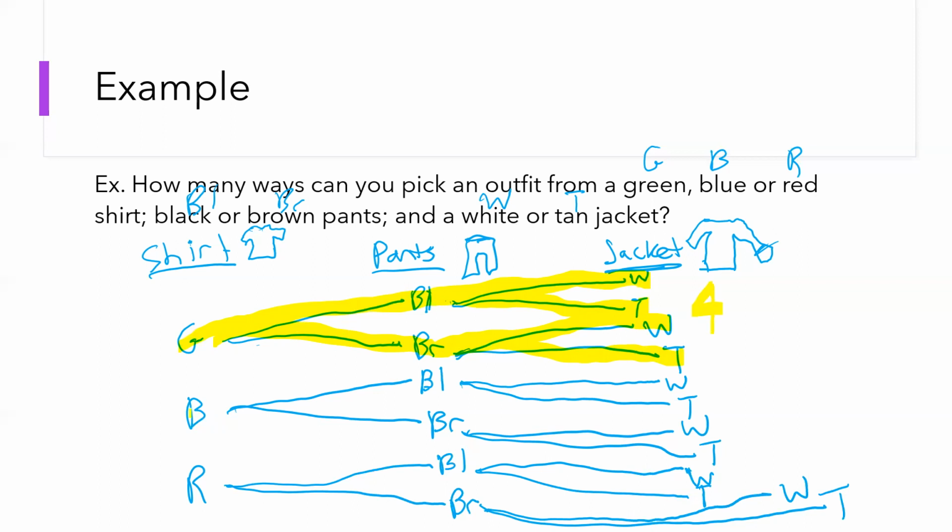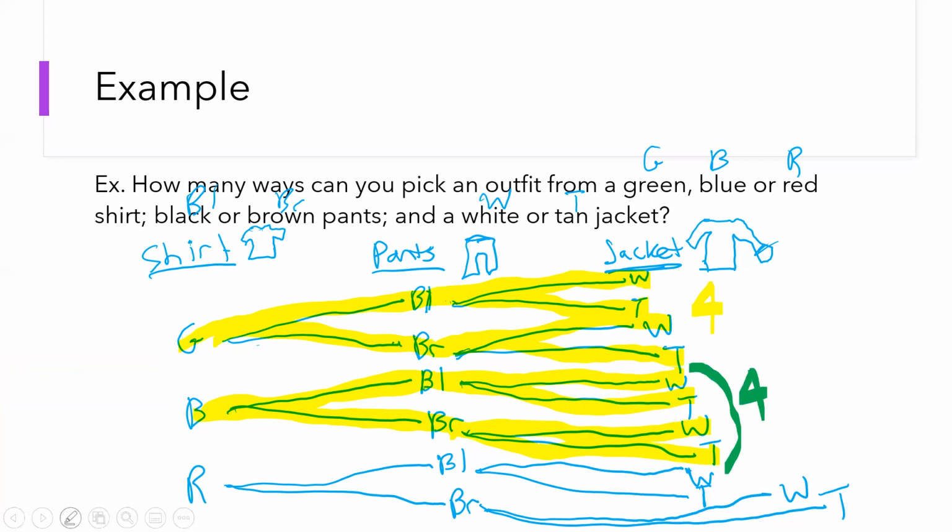Now let's keep going. So if I picked the blue shirt, I would have the blue shirt, which could be worn with the black pants and the white jacket, or the blue shirt with the black pants and the tan jacket. And I could also have the blue shirt with the brown pants, and then I wear the white jacket, or I have the blue shirt, the brown pants, and then the tan jacket. So in this little group right here, just so I'm keeping track, this right here is my next 4 outcomes that I have. And now let's look at the very last one here.